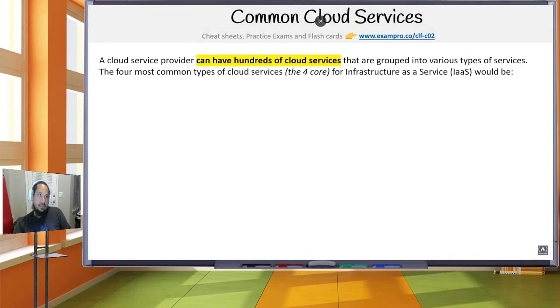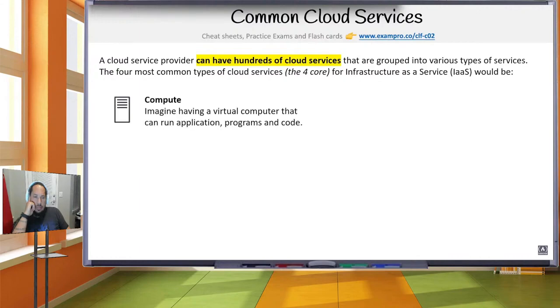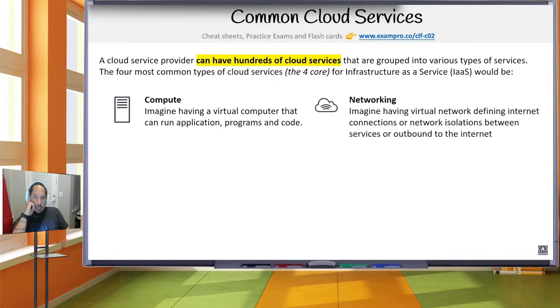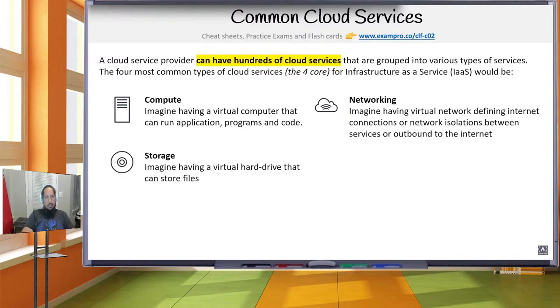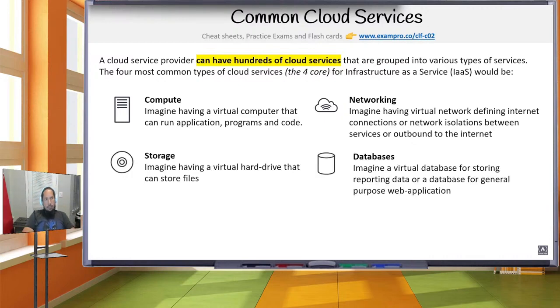So a cloud service provider can have hundreds of cloud services that are grouped into various types of services. But the four most common types of cloud services for infrastructure as a service, and I call these the four core, would be compute. So imagine having a virtual computer that can run applications, programs, and code. Networking, so imagine having virtual network defining internet connections or network isolation between services or outbound to the internet. Storage, so imagine having a virtual hard drive that can store files. Databases, so imagine a virtual database for storing, reporting data, or a database for general purpose web applications. And AWS in particular has 200 plus cloud services.